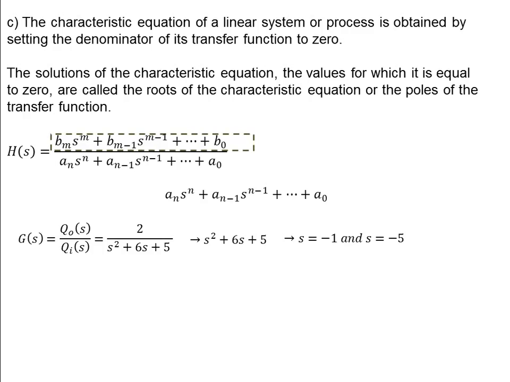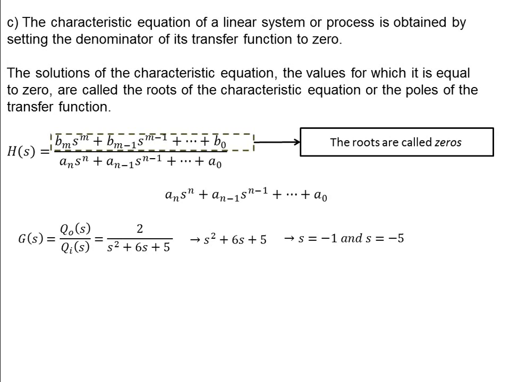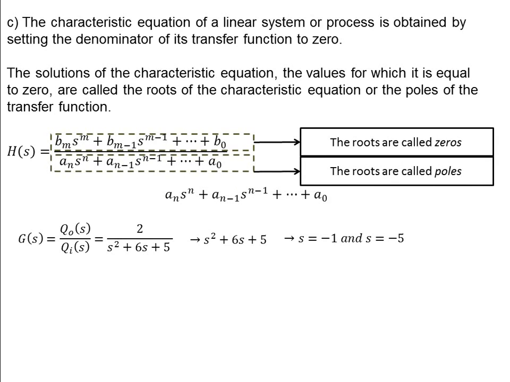The roots of the numerator are called the zeros of the system. The zeros of the system don't affect the stability of the system at all. Their only effect is on the shape of the response. Again, the roots of the denominator are called poles, and the roots of the numerator are called zeros. Poles are important in investigating the response and the stability of the system. The zeros don't affect the stability of the system, but they can somehow affect the shape of the response.